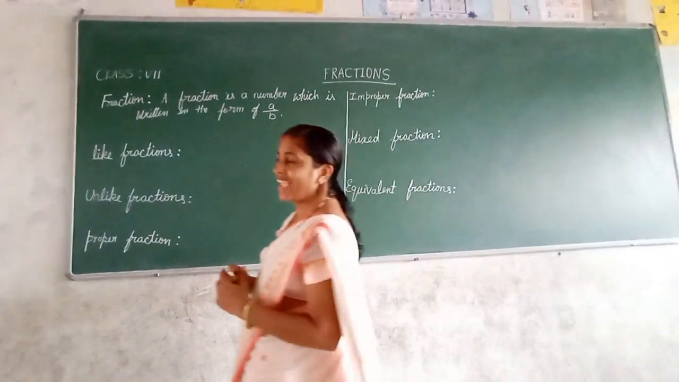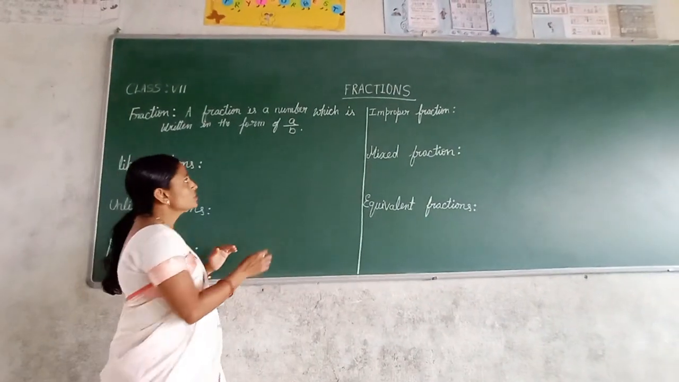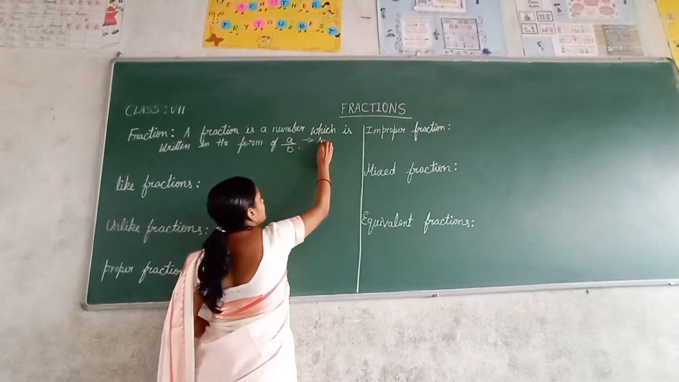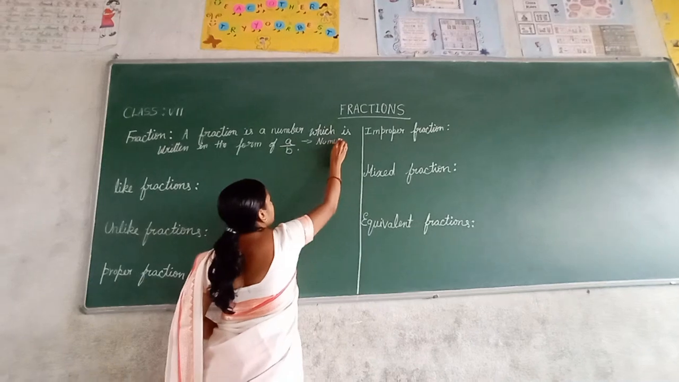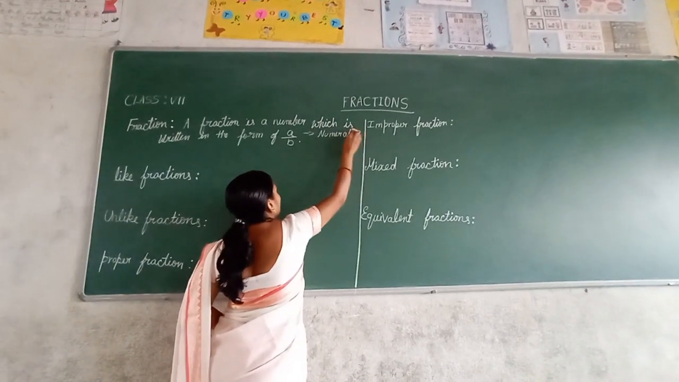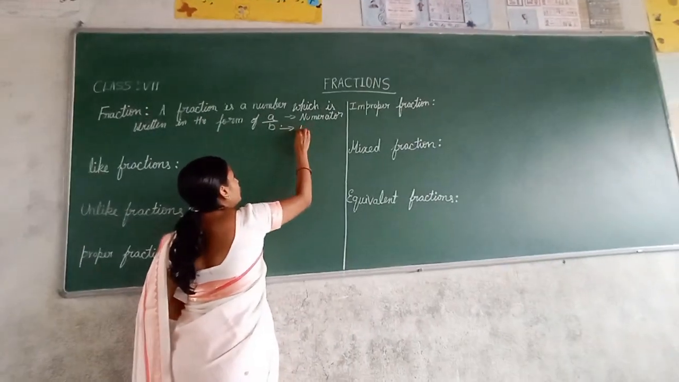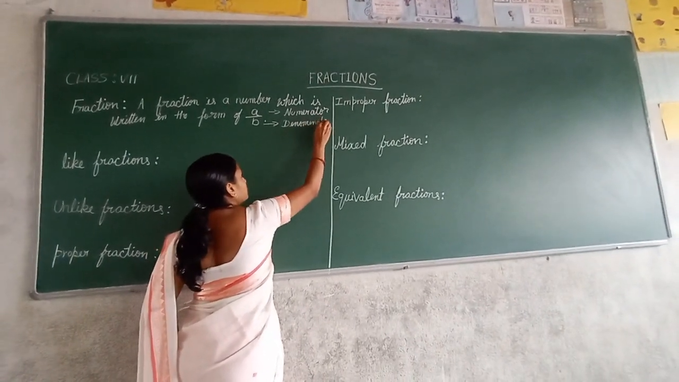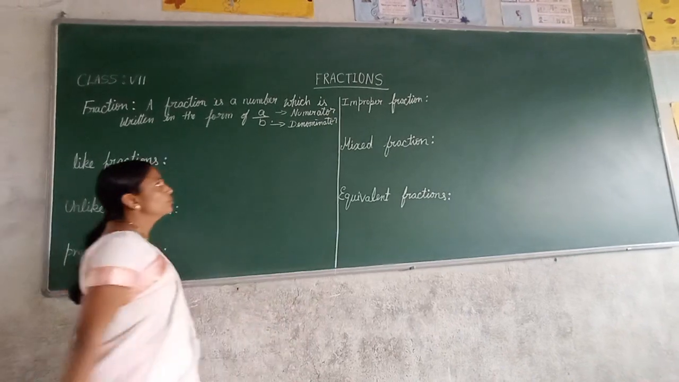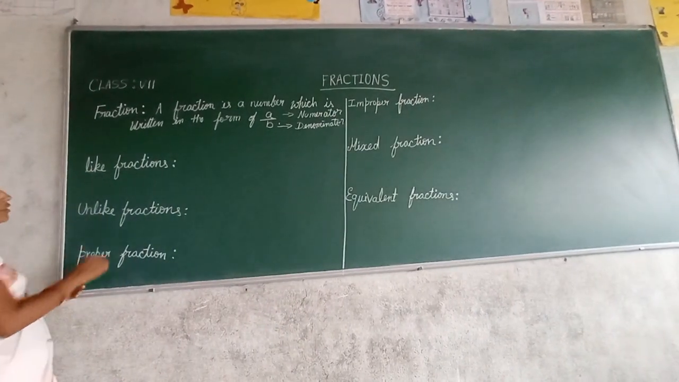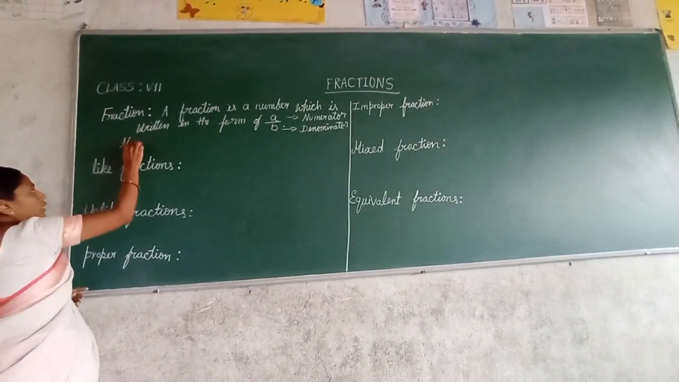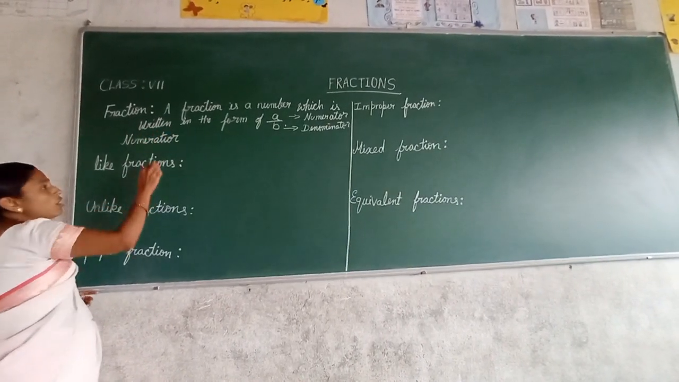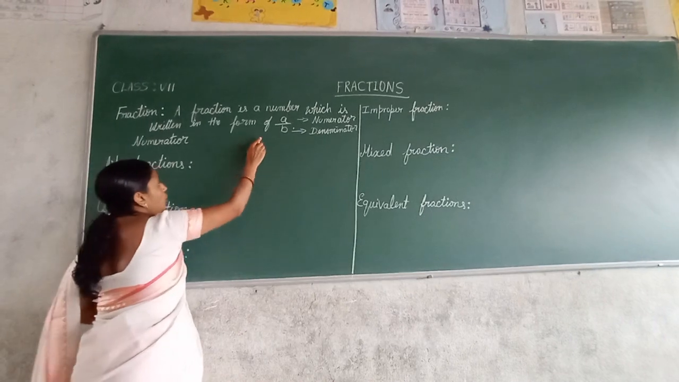Then what is a and what is b? You must know that a is the numerator and b is the denominator. What do you mean by the numerator? How can you write this in the form of numerator and denominator?